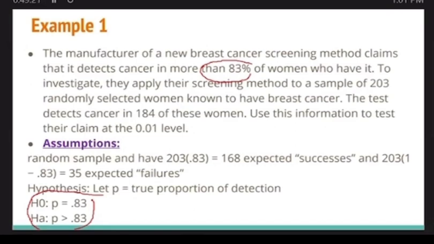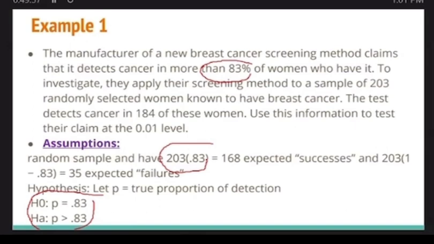Okay, now what are you going to do here? Here we're doing np. What is n? n is 203, and np gives us 168. That is greater than the 15 required. Then we're also going to do it for the expected failures. That is 35, greater than the 15 required. I told you that for hypothesis testing, that is your assumption check. Now after that is satisfied, I'm going to go to hypothesis formulation.